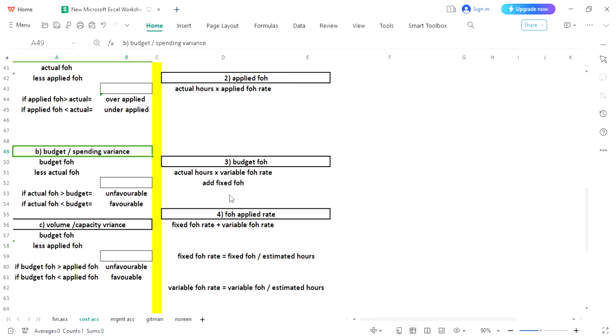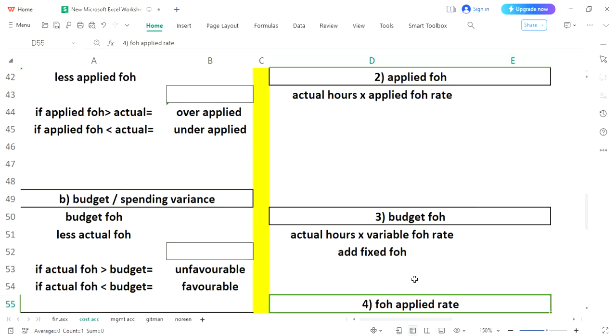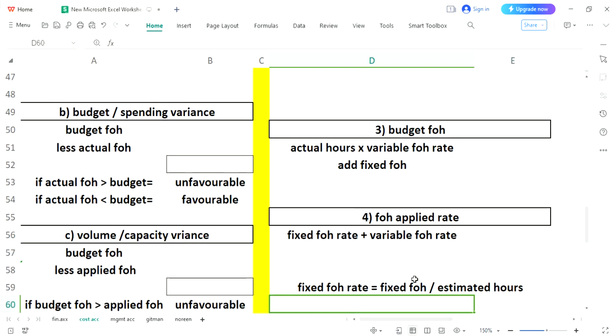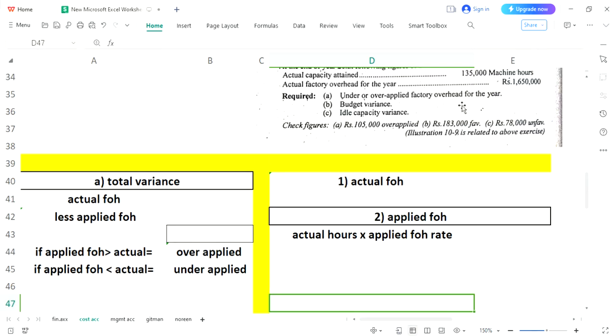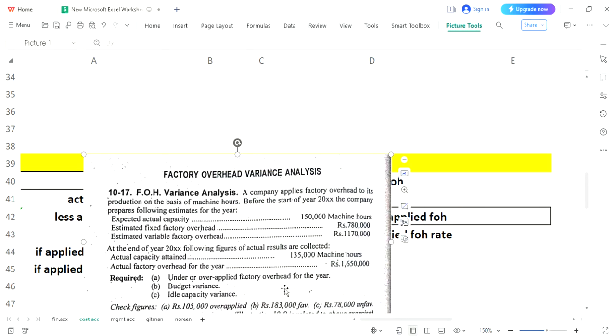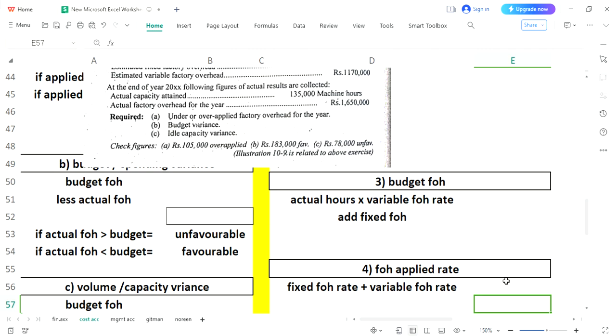Before starting our question, I would like to let you know that though the FOH applied rate is the last part of the question, surprisingly, when you start solving this question, it would be your first part. The first step of the question would be to calculate the FOH rate. So we will start our calculation of the FOH applied rate. Let's see our question again. Okay, come over here and we will start reading.